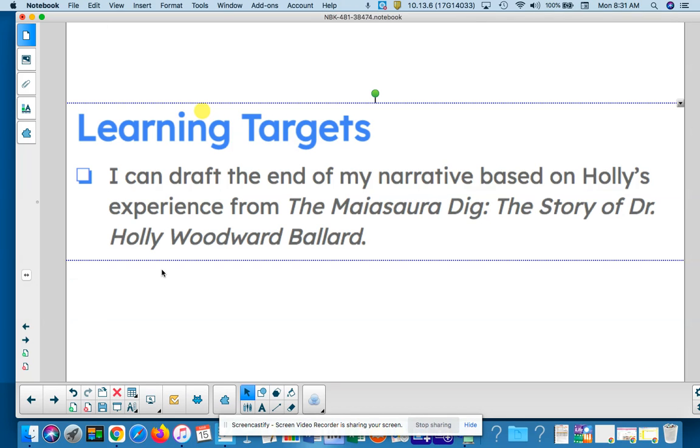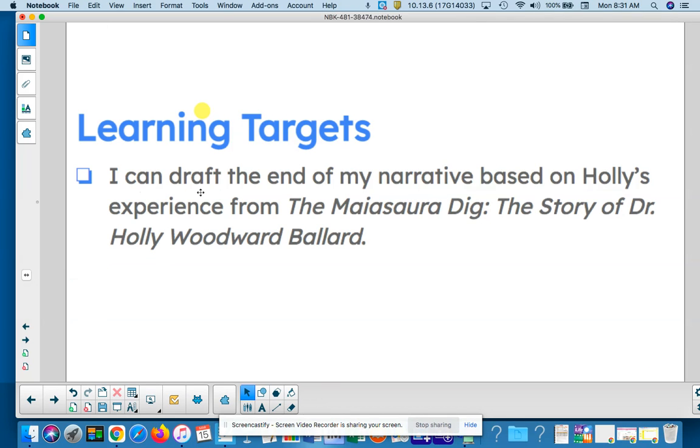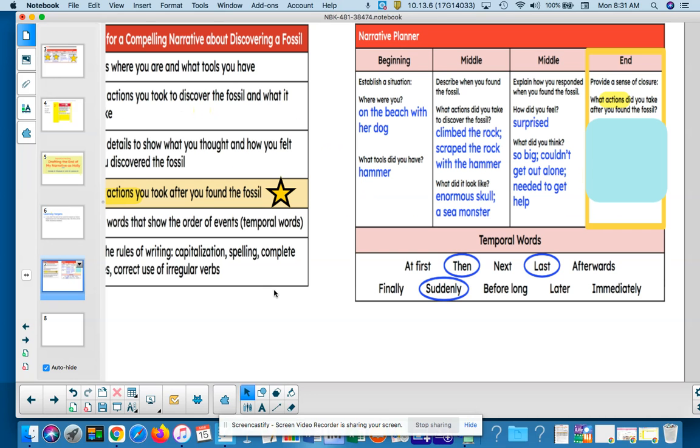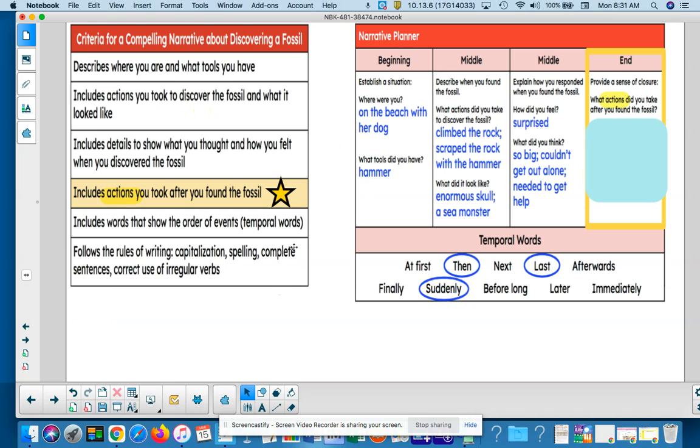Follow along as I read our learning target to you. I can draft the end of my narrative based on Holly's experience from the Mayasora Dig, the story of Dr. Holly Woodward Ballard. Before we begin, let's take a look at my narrative planner as a model. Today we are focusing on our end notes, and we will also be turning our notes into full sentences. So what do we need to include in our end notes?